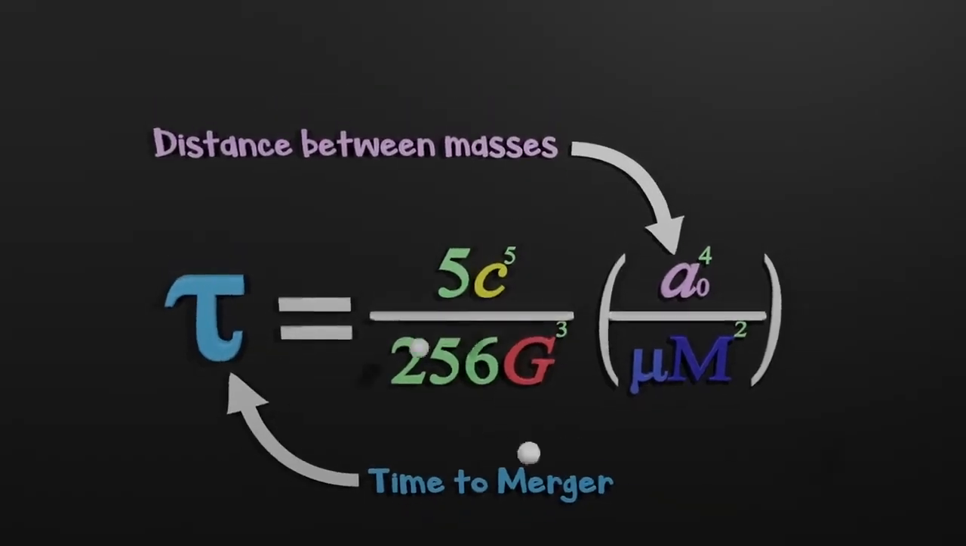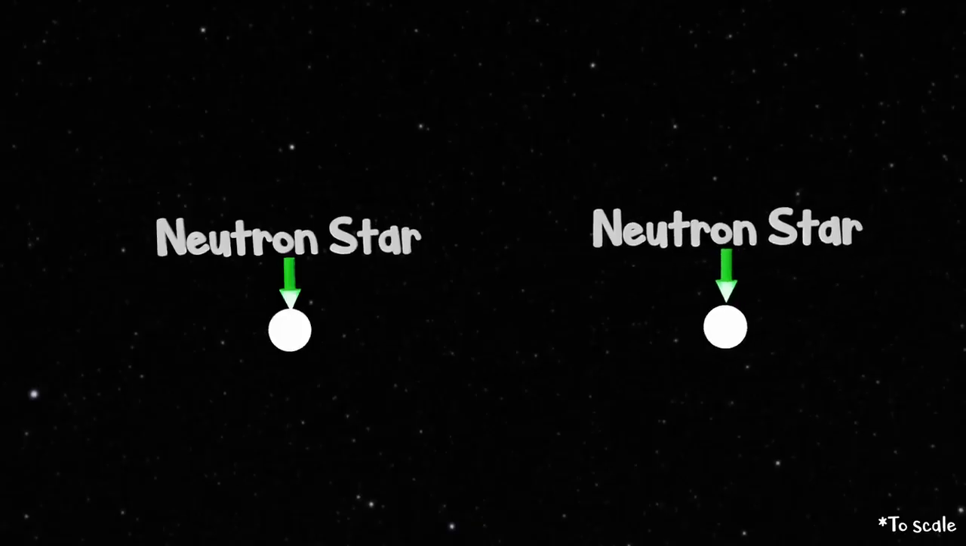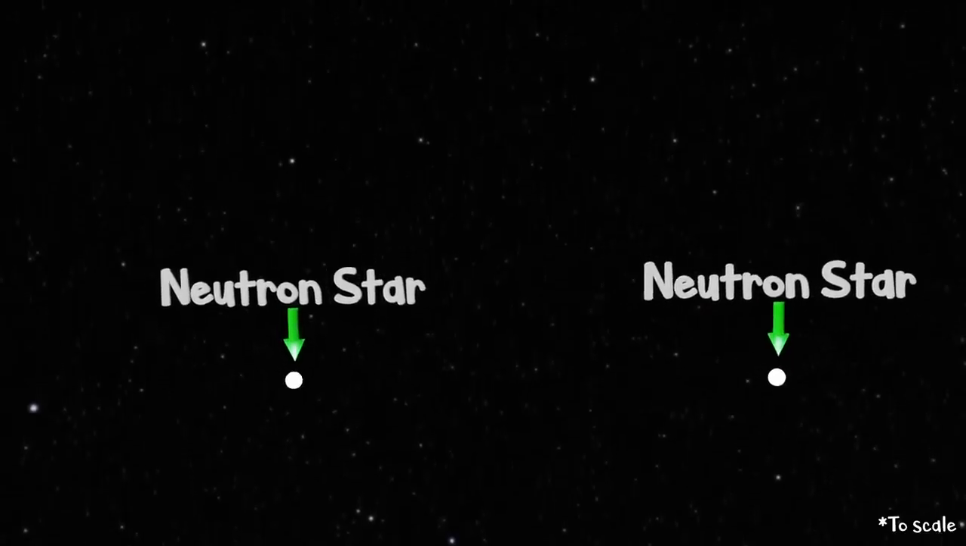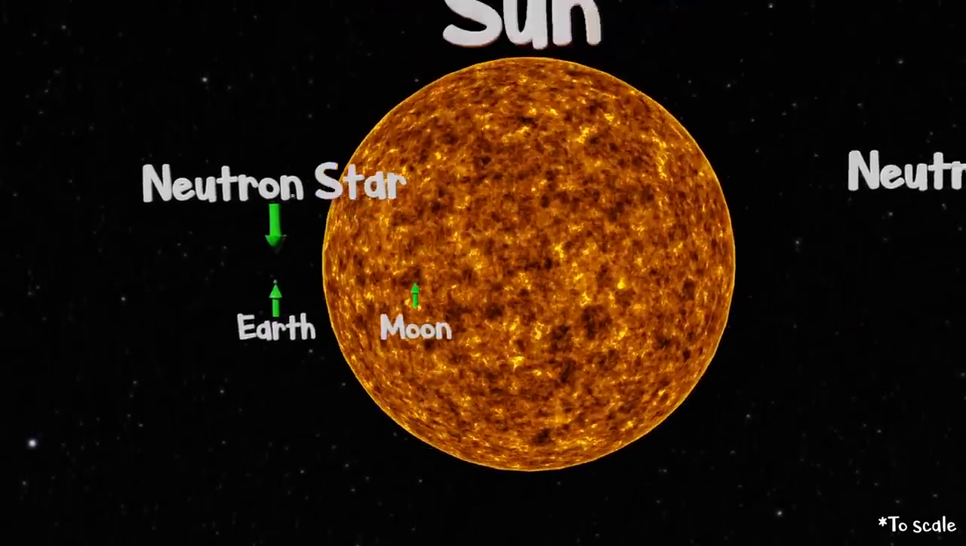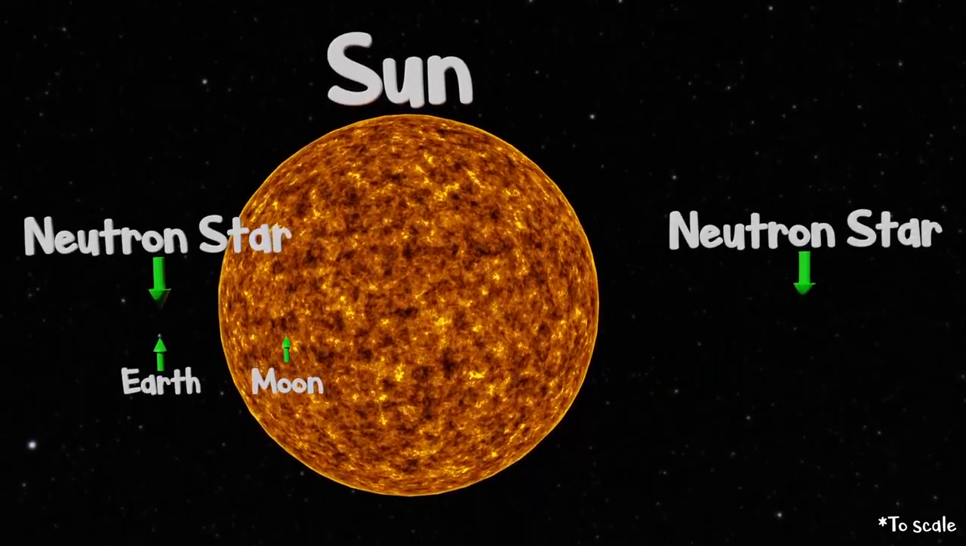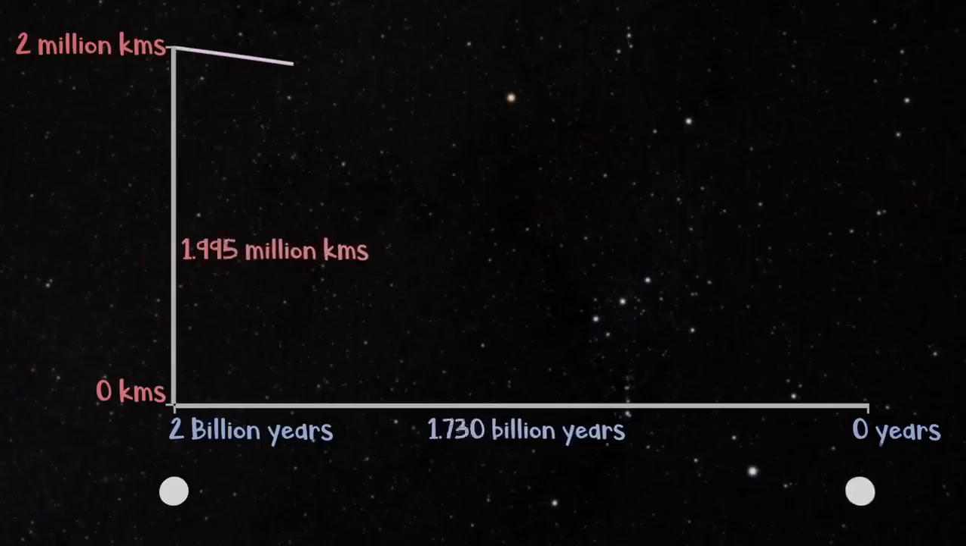To get an idea of how weak and how long it takes for this decay to occur, let's imagine a pair of equal mass neutron stars orbiting with a separation of 2 million kilometers. This is equivalent to a little over 5 times the moon's distance from Earth. At this distance, it will take roughly 2 billion years before they merge.